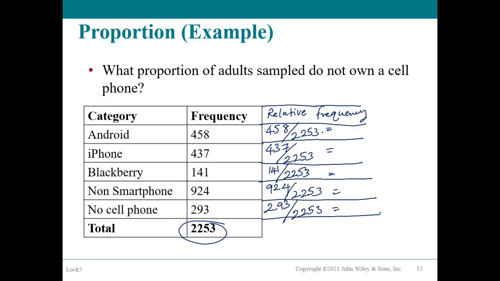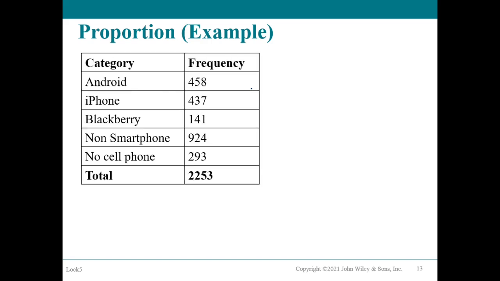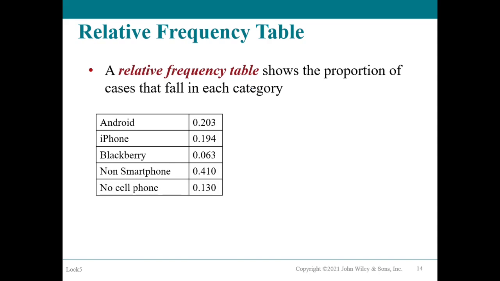This proportion column we call relative frequency, because these values are relative to the total. I can show you these numbers in this relative frequency table. These are those relative frequency values.